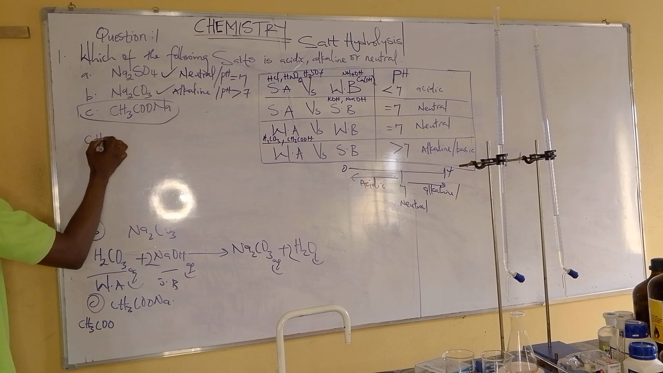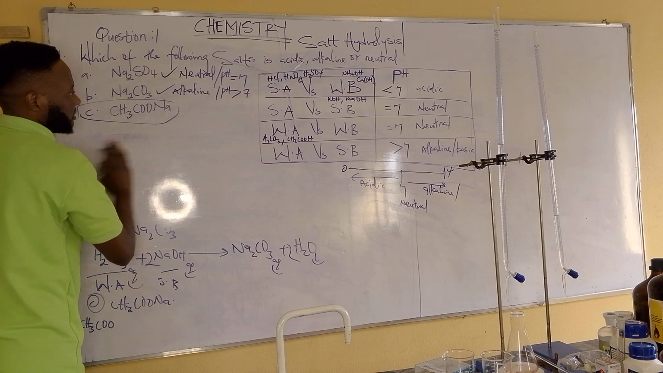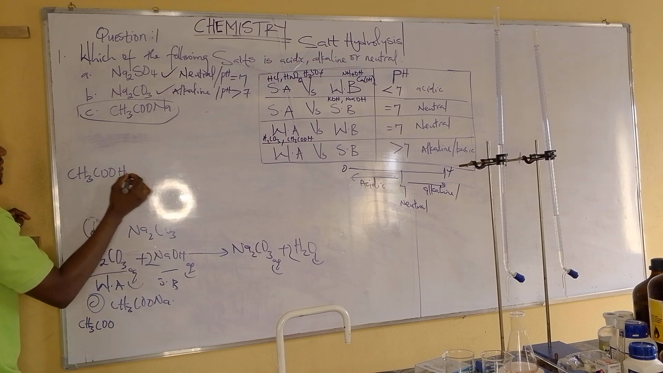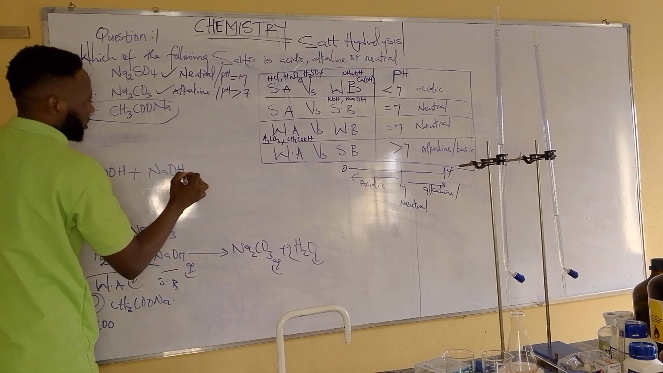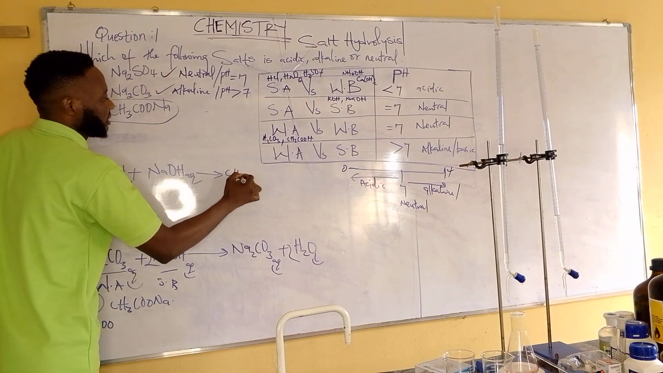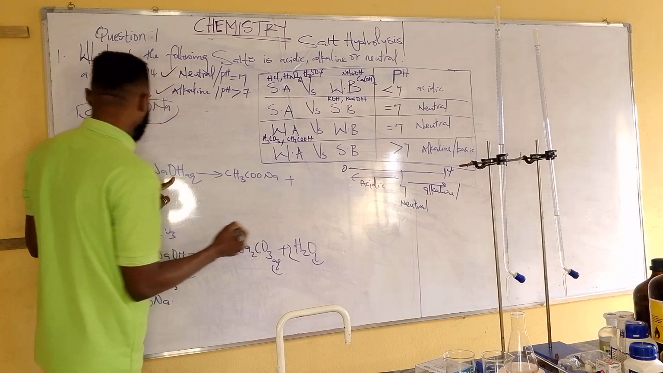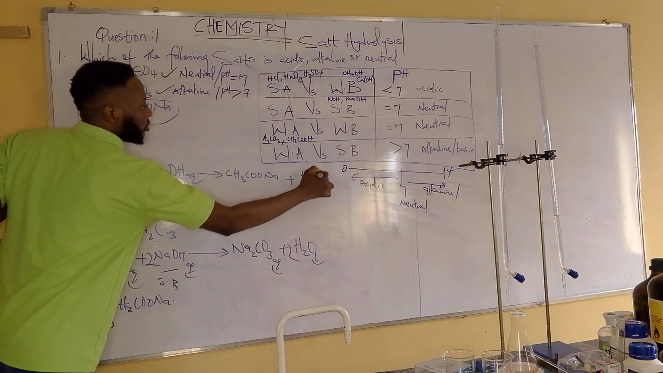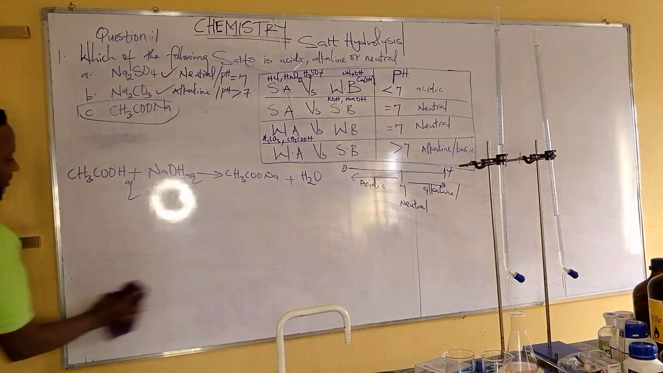Then I have my CH3COOH, that is ethanoic acid, plus NaOH, that is sodium hydroxide. So aqueous, what will I get? I'm going to have CH3COONa plus H2O. Some of you might not be familiar with this equation. This is esterification anyway.